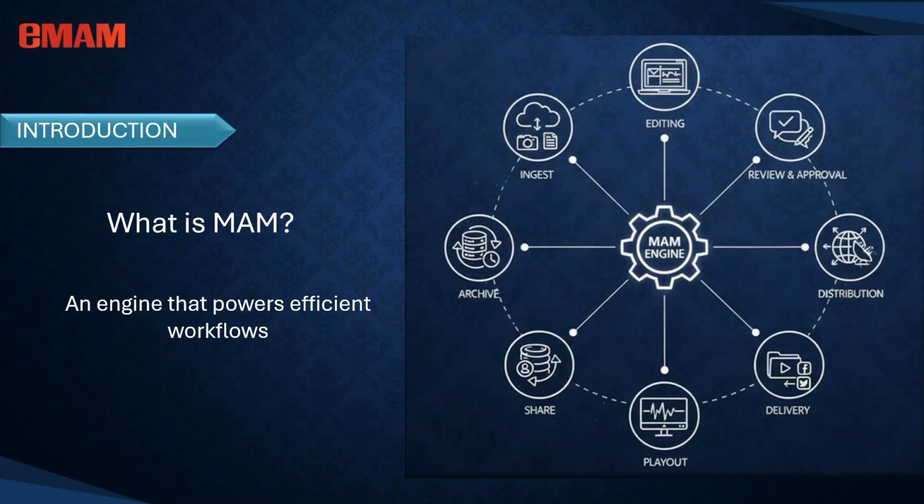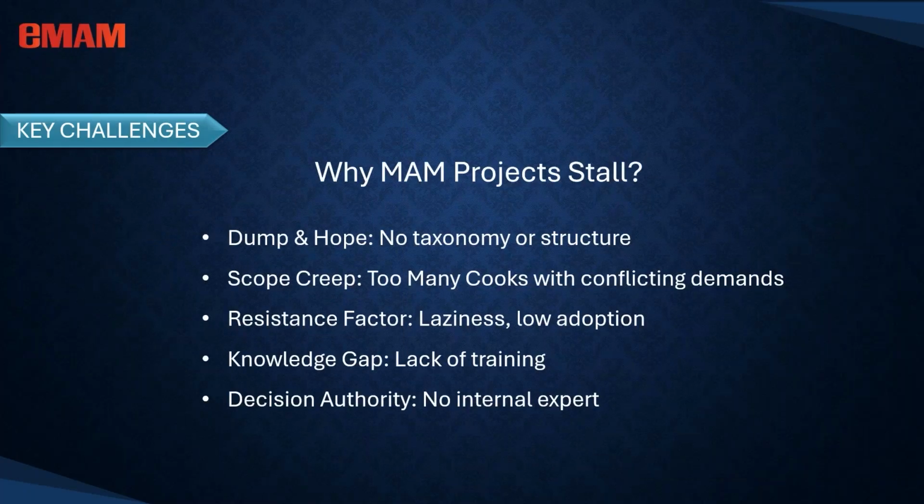Before we dive deep into the best practices, let's talk about why MAM projects stall or fail. MAM projects don't fail because of the software, they fail because of these 5 organizational traps. One being the dump and hope theory. The biggest mistake is moving the files without a plan or strategy. Many organizations just dump all the assets into the MAM system without planning metadata, structure, or taxonomy, which makes search more painful, and ultimately the system turns into a glorified hard drive.